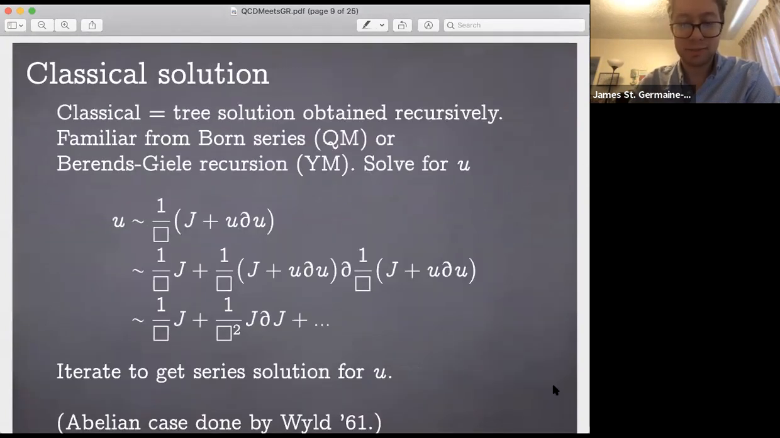When someone hands you a PDE, or Navier-Stokes, you're essentially looking for a classical solution or a tree solution. The method I'm going to use is essentially Berends-Giele recursion, or essentially a Born series. The idea will be to formally solve for the fluid velocity u in terms of a bunch of on-shell sources. So you're essentially constructing a one-point function for u. So solve formally the equations of motion. I've done it just schematically.